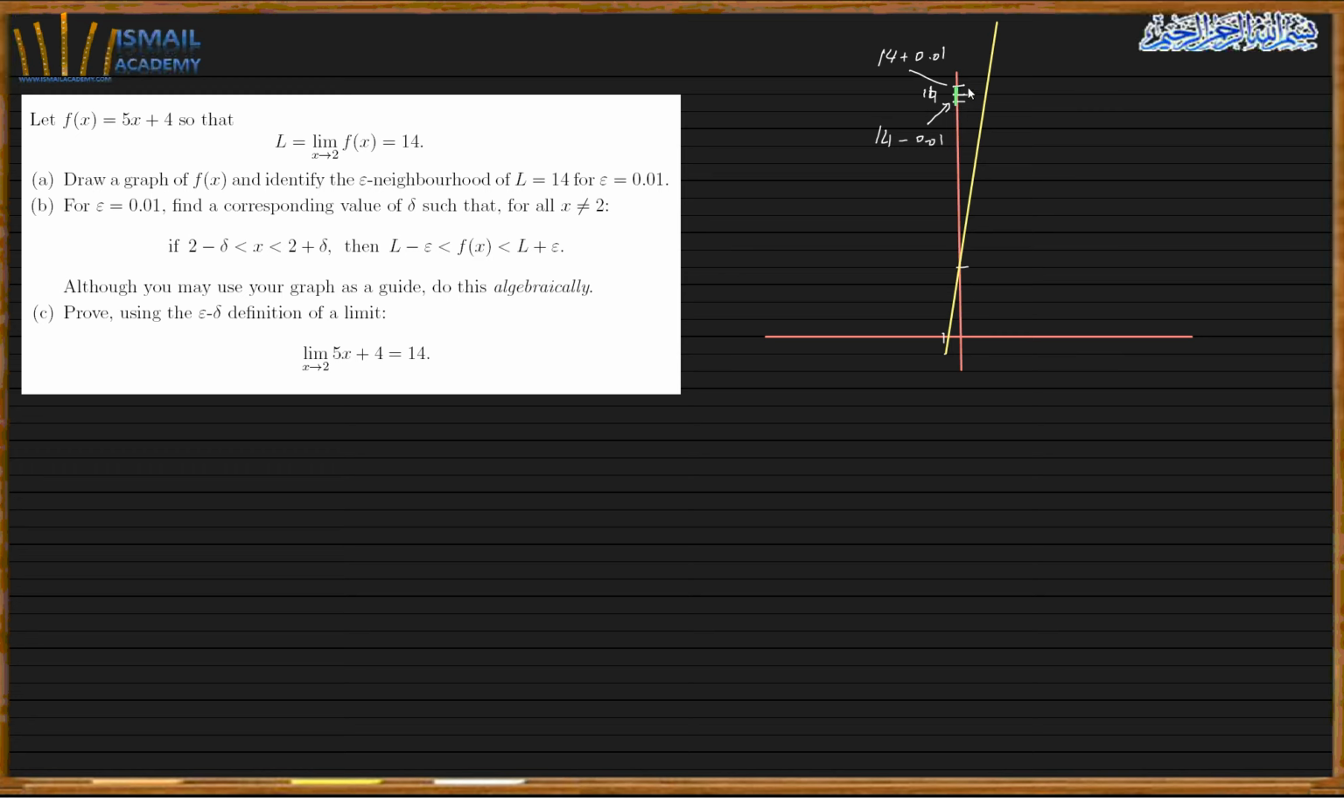Alright, if you want to show this on the graph, you just need to draw perpendicular lines to the graph, and this will be your neighborhood on the graph. This is the absolute neighborhood on the graph. Okay, so this is my 14, to make it clear. Alright, let me write it down clearly. This is 14. Alright, so this is about the graph. So here, for epsilon equals 0.01, find the corresponding delta such that this statement stays true.